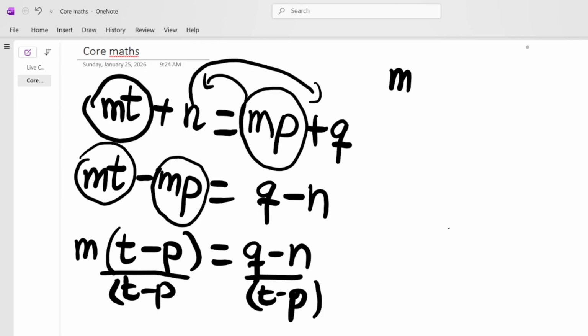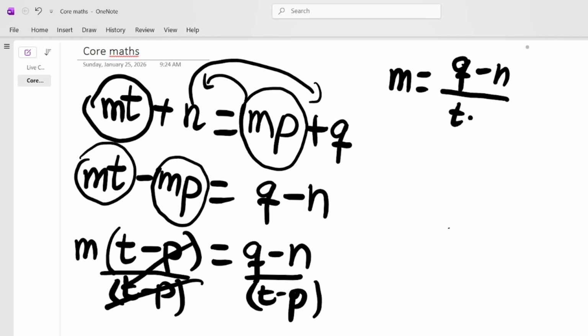So that t minus p, this one will cancel this, so it will be left with only m here, and the top here will be q minus n all over t minus p. You can decide to bring the bracket or not bring it, but this is the final answer for m, right?